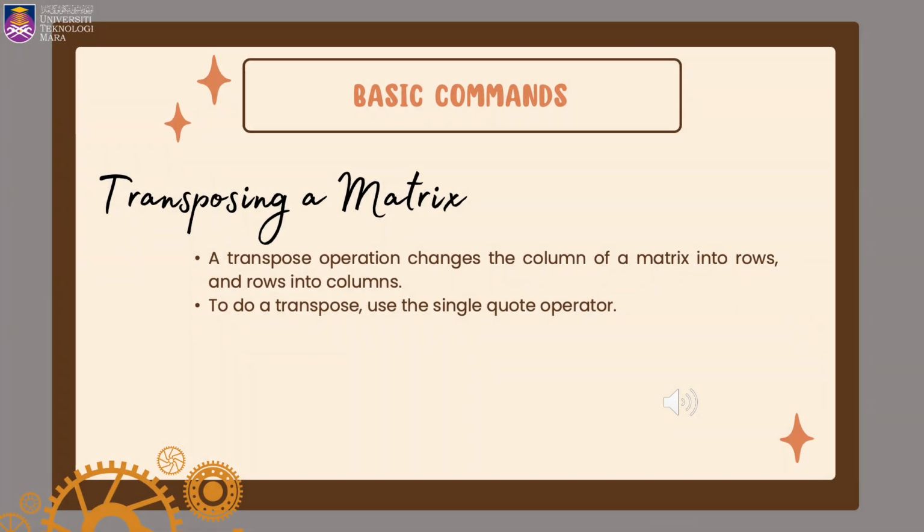Now, let's see how to transpose a matrix in MATLAB. A transpose operation changes the columns of a matrix into rows and rows into columns. Transposing switches the rows and columns of a matrix. By using the single quote operator, we can transpose the matrix from rows into columns and vice versa.